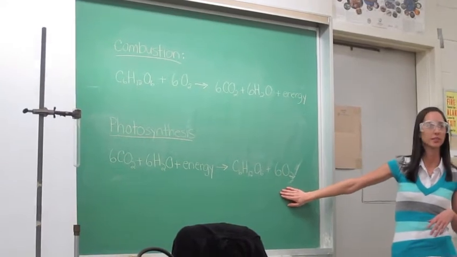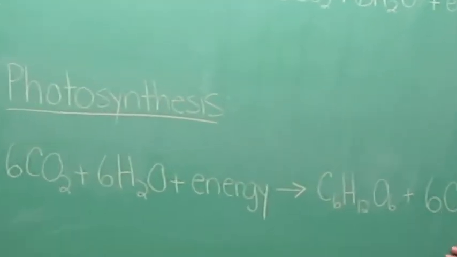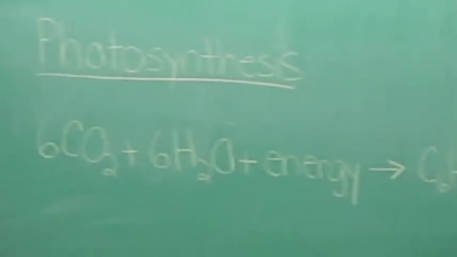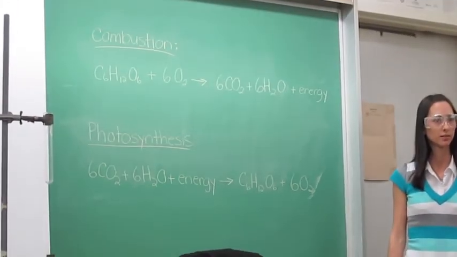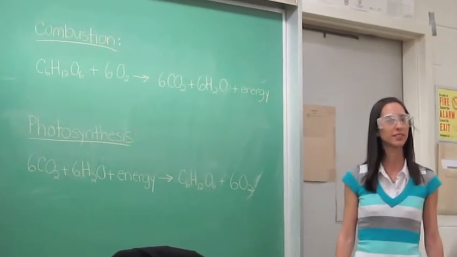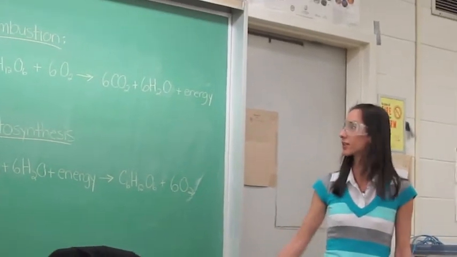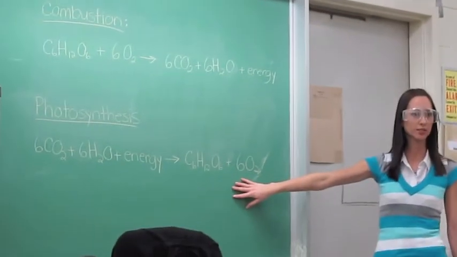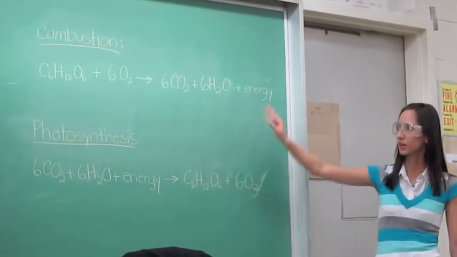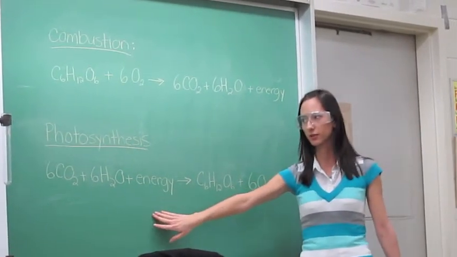This is photosynthesis. We haven't looked at photosynthesis yet in our class. That's going to be in the biology unit. But what do you notice about the reactants and the products of the photosynthesis reaction compared to the combustion reaction? It's like the opposite of it. Right. So the reactants of the combustion reaction are the same as the products of the photosynthesis reaction, and the products of the combustion reaction are the same as the reactants for photosynthesis.